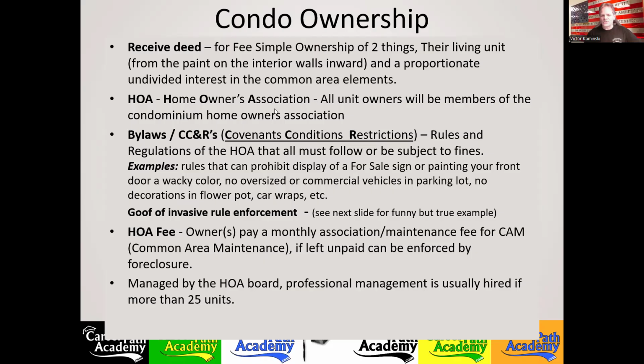There's the HOA, the homeowners association, to which all will belong. They set up bylaws, those CC&Rs, covenants, conditions, and restrictions. Those are the rules that all the unit owners have to follow or face possible fines. Now, there are rules that can prohibit displays of for sale signs, or painting your front door a wacky color, or restricting oversized or commercial vehicles from parking in the parking lot.